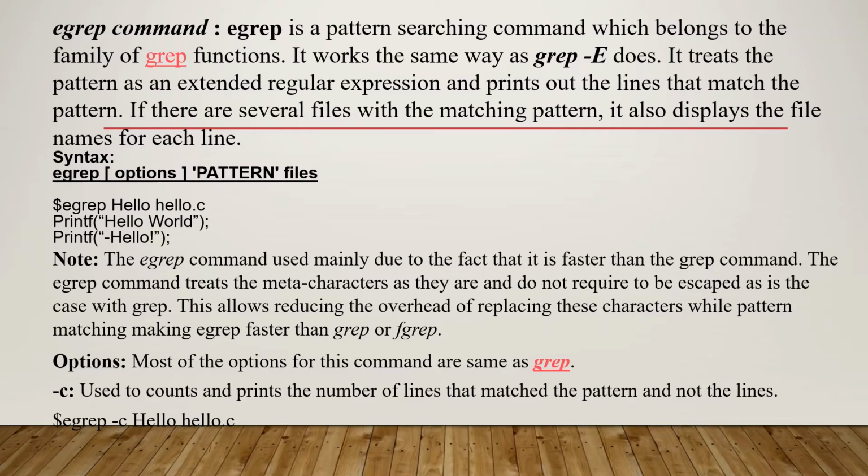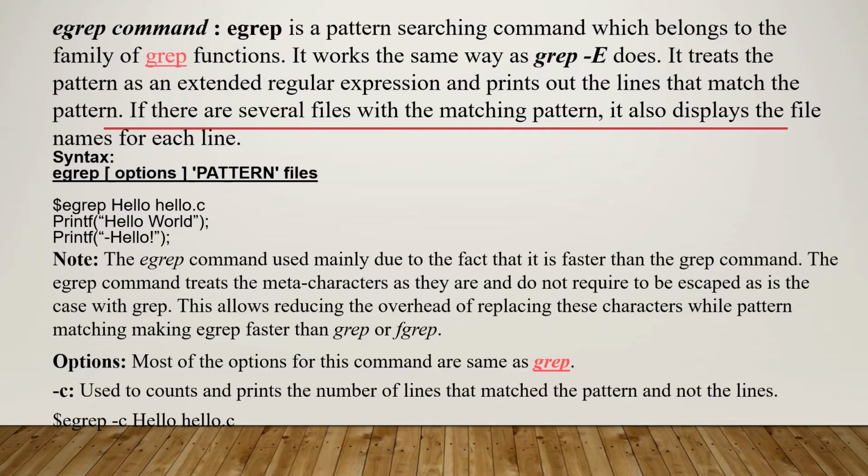Next we discuss the egrep command in Unix or Linux with examples. Egrep is a pattern searching command which belongs to the family of grep functions. It works the same way as grep -E does. It reads the pattern as an extended regular expression and prints out the lines that match the pattern. If there are several files with the matching patterns, it also displays the file names for each line.